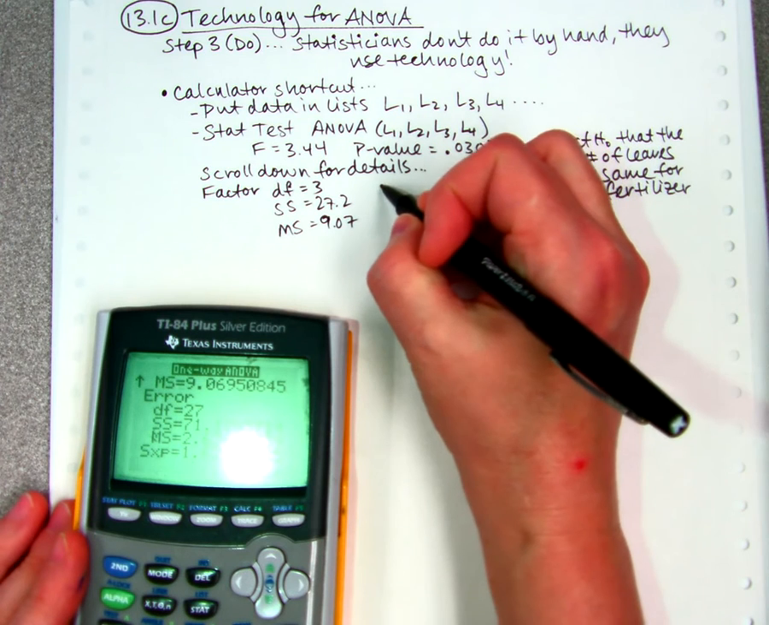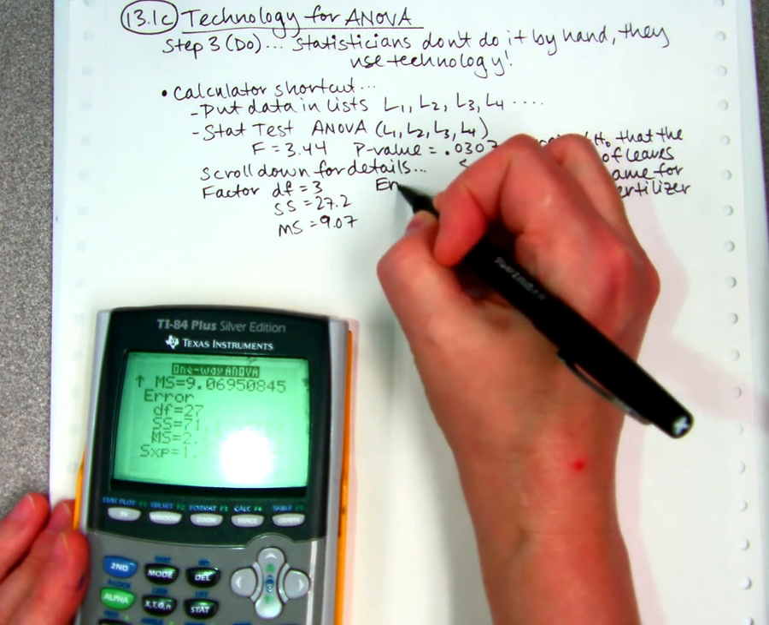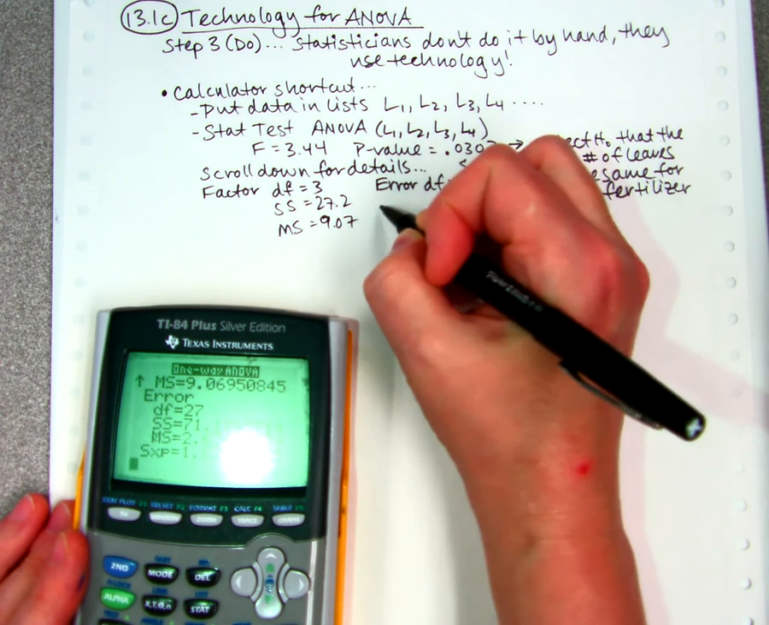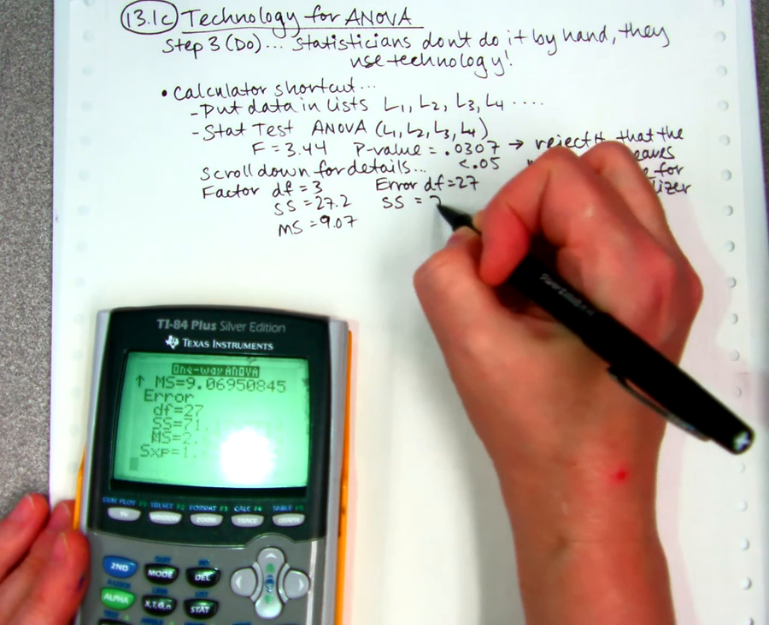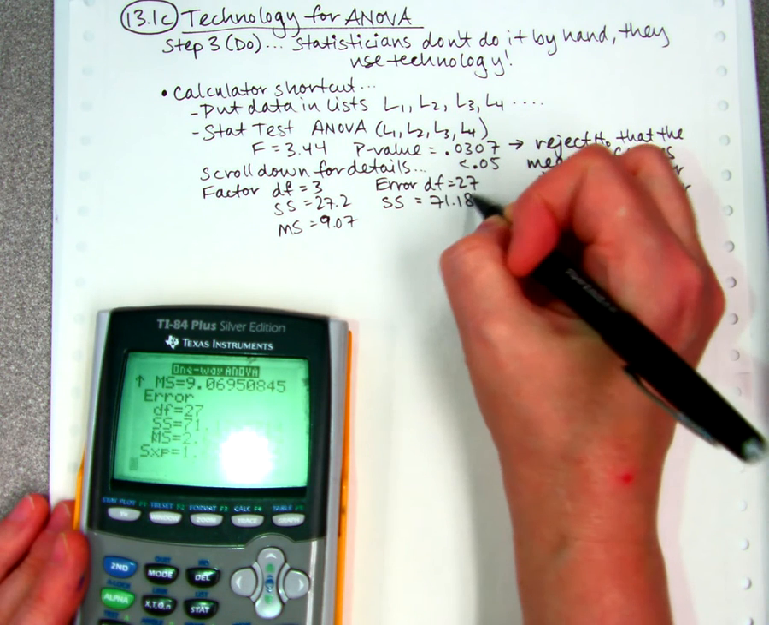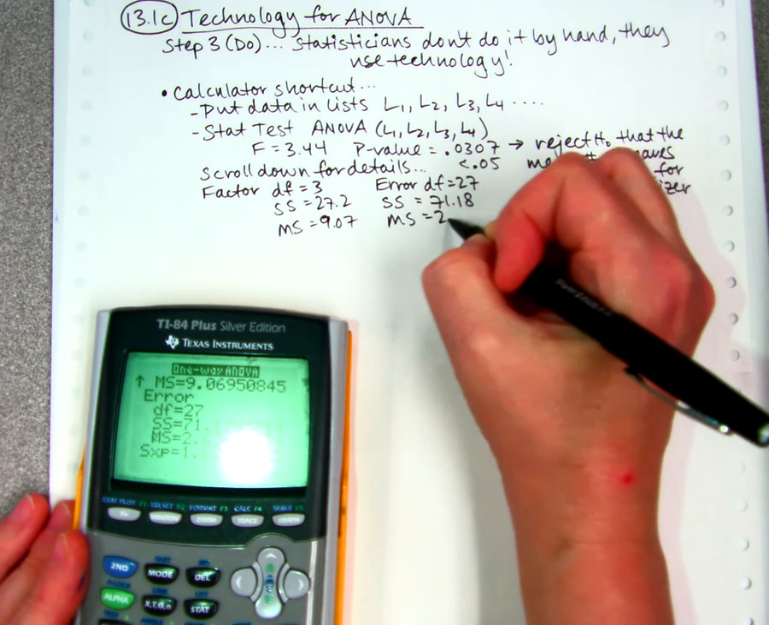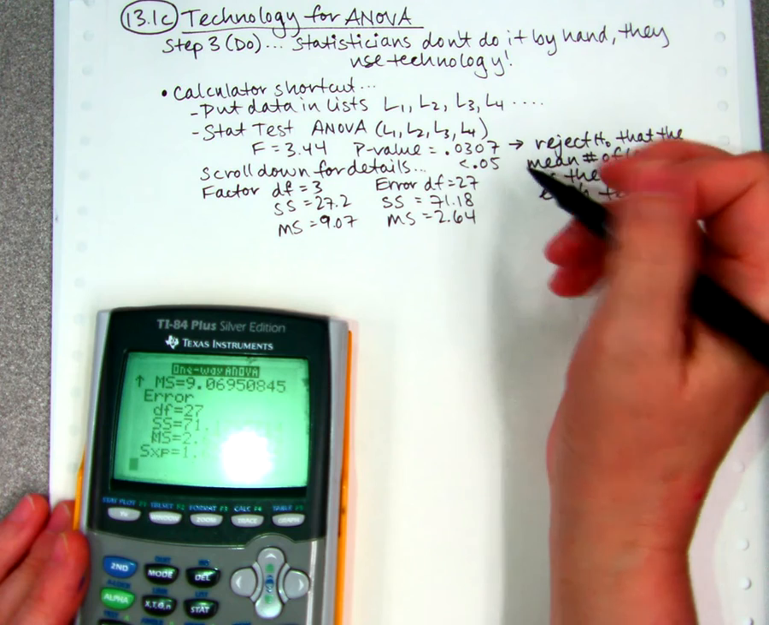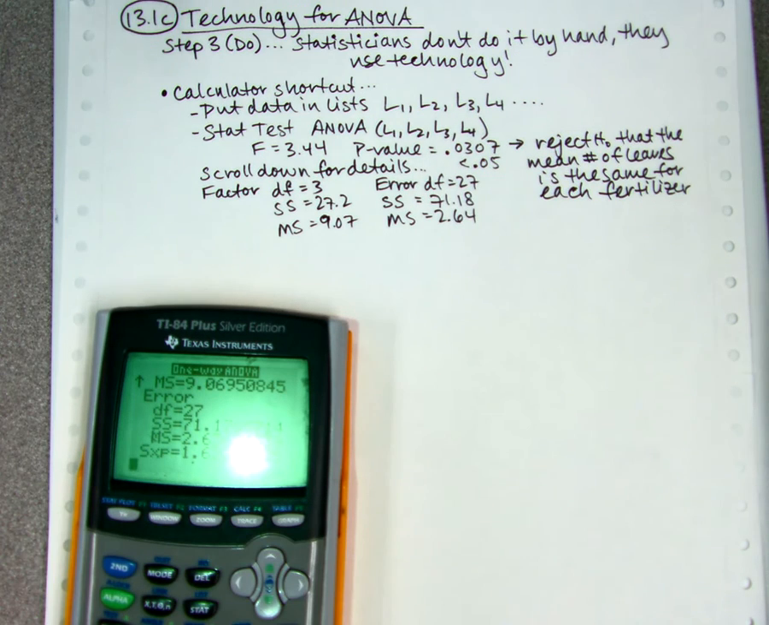And I'm going to put that over here, I guess. For error, it says that DF is 27 and SS is 71.18 and MS is 2.64. And then it gives us this thing called SXP that I'm going to have you just ignore. We don't need that number. It's the pooled standard deviation, but you don't need it.